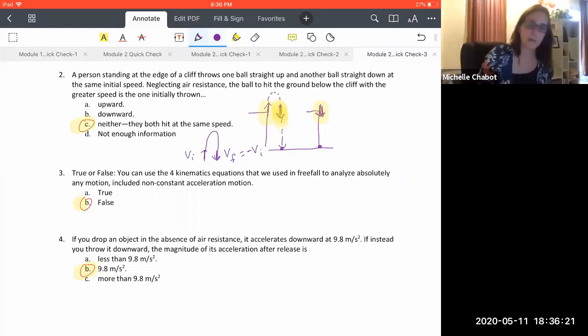So they would have the same speed at the ground because of symmetry.